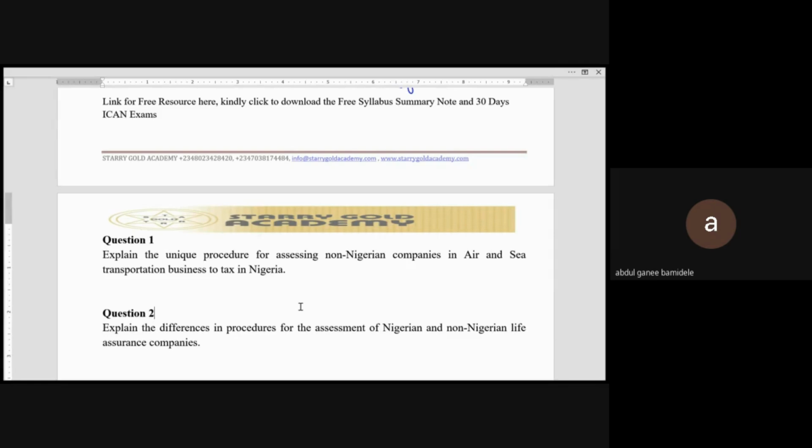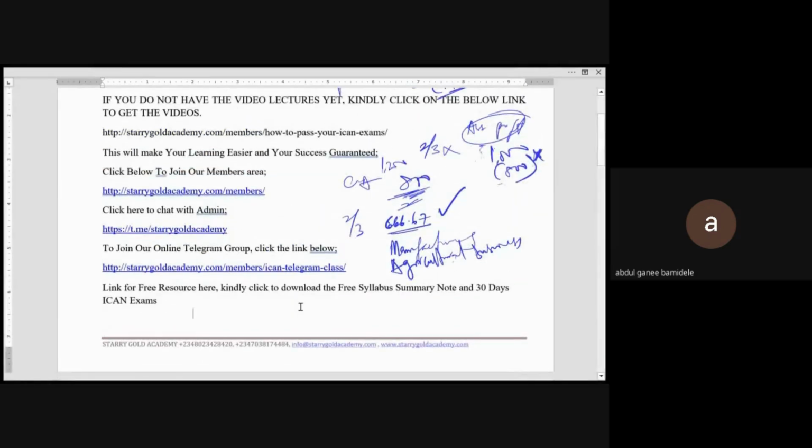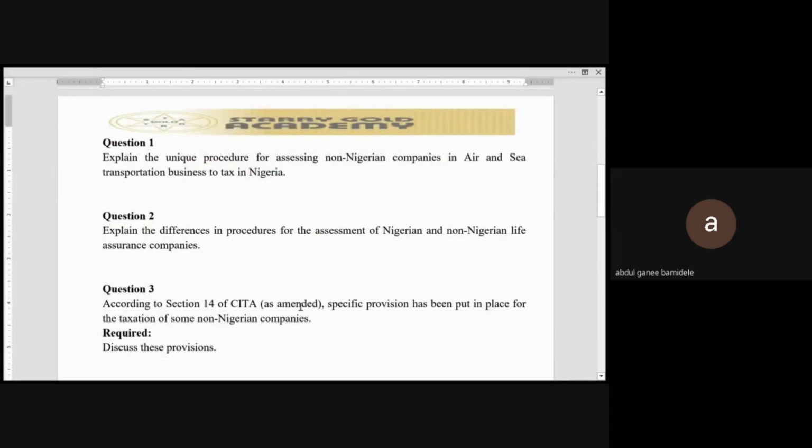So the questions here are quite straightforward. Question one is asking us to explain the unique procedure for assessing non-Nigerian companies in air and sea transportation business to tax in Nigeria. What are the procedures for assessing non-Nigerian companies in the air and sea transportation business in Nigeria?